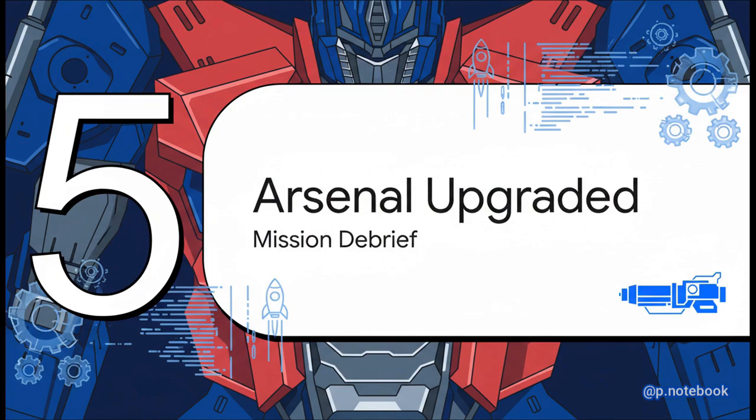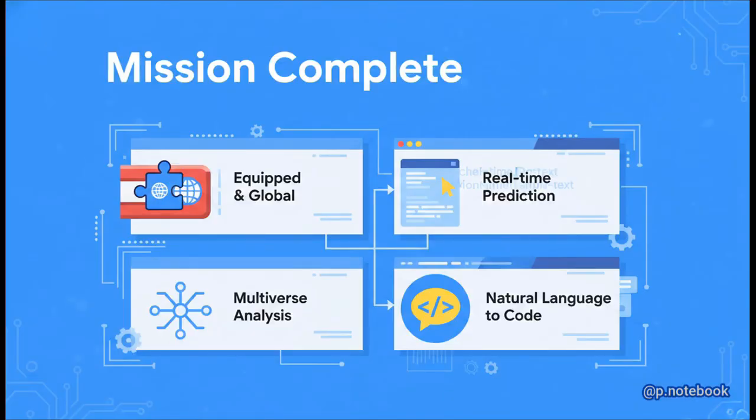Okay, time to run a quick wrap-up and debrief. Your arsenal is now officially upgraded. In this last section, we'll just go over the key takeaways. Mission complete. We have successfully equipped the extension, and we've activated it globally. We've seen its core capabilities in action, from that real-time logic prediction with Ghost Text to exploring tons of solutions in the completions panel, and that incredible power of turning just natural language prompts into code.